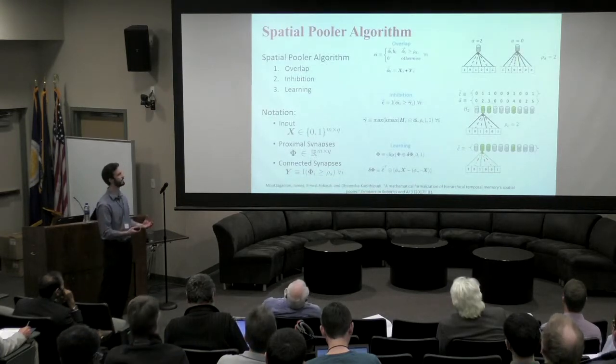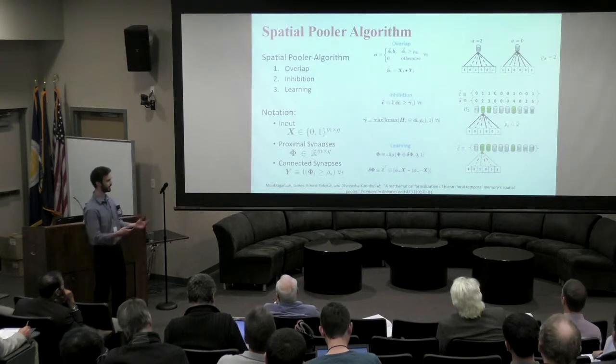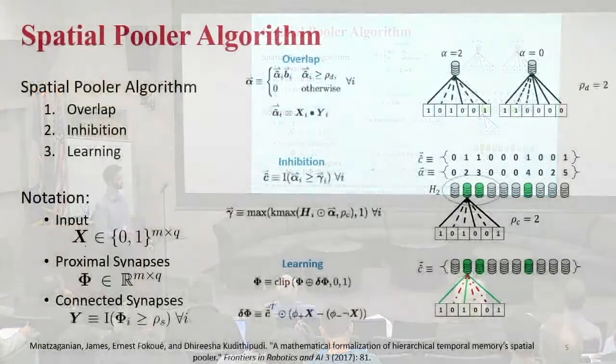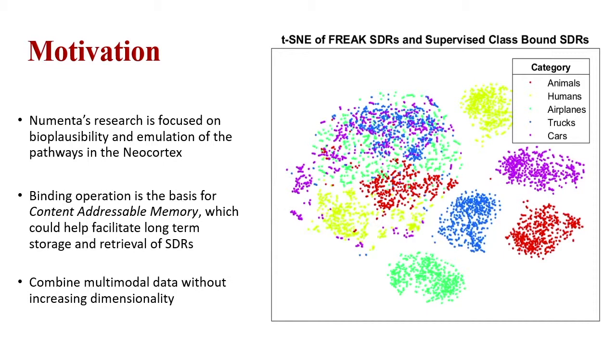We propose a binding operation by using the second step in this algorithm, the inhibition step, to produce SDRs that are capable of being bound. I really haven't mentioned too much about what binding is, but the motivation behind binding, as we'll see, is that the binding operation is the basis for content addressable memory. We think this could help facilitate the long-term storage and retrieval of SDRs for HTM-based systems. Among other things, it can also be used to combine different modalities of data, again, without increasing dimensionality.